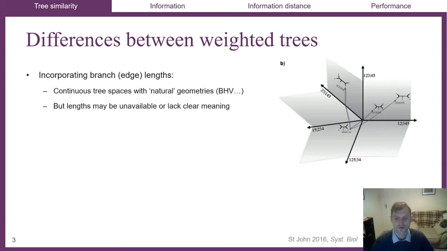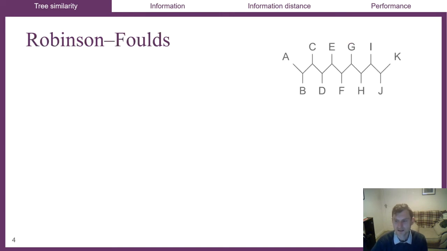Well, if your tree has branch lengths or edge lengths, then it's possible to define a continuous space of trees that has some sort of natural geometry by thinking about the difference between a pair of trees as a distance. But edge lengths are often not available or might lack a clear biological meaning, so I'm concerned with differences between unweighted trees where edge lengths have no values or meaning.